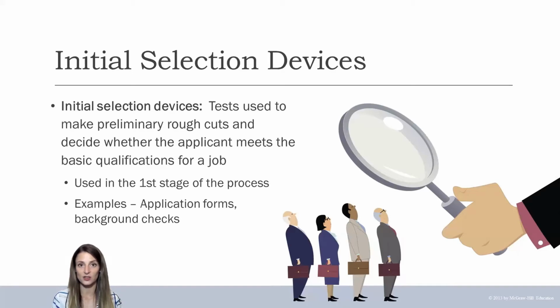Initial selection devices are used to screen applicants. They are the first tests that applicants take. The data can be used to screen out those applicants who don't meet the very basic qualifications of the job. It is used in the first stage of the process, and we will cover two examples: application forms, which many of you are familiar with, and background checks.